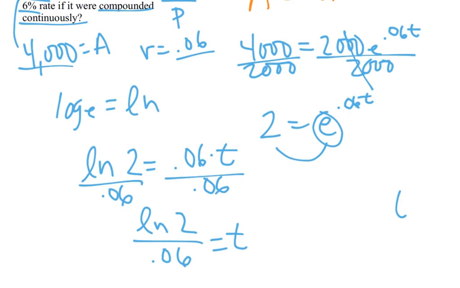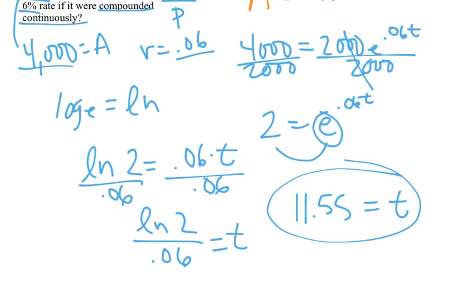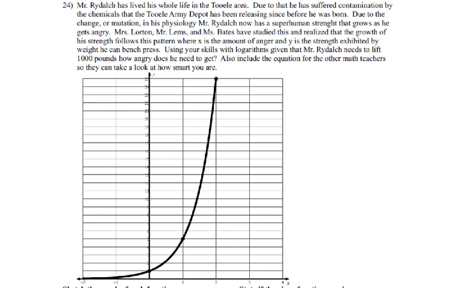So we just put that into our calculator, and using that concept of the inverse, we're able to solve for t. So natural log of 2 divided by 0.06 gives us 11.5524. So about 11.5 years. That's our answer for number 23. So you're just working backwards and using that idea of the inverse with exponents and logarithms to figure it out.